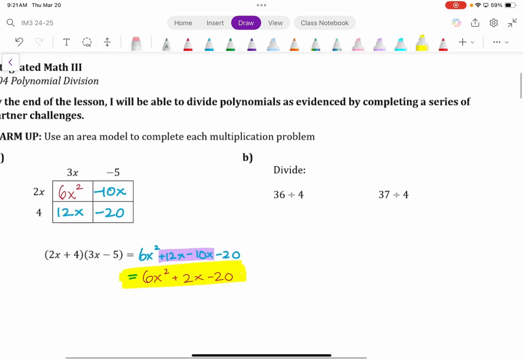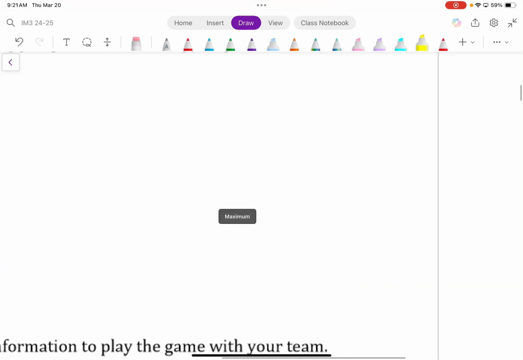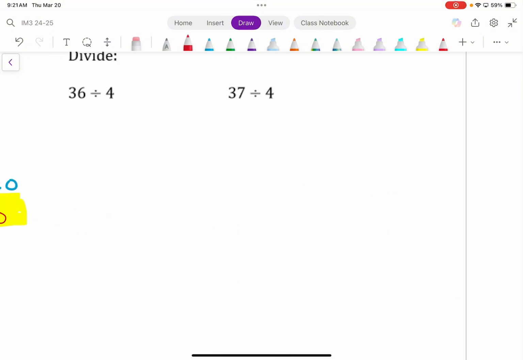I want to skip B and C. Here, find some empty space. I want you to do the following. Cross these out. We don't want to do them. They're useless. We already know what 36 divided by 4 is. You have a remainder of 1. It's 1/4. Okay. I want to try this out.